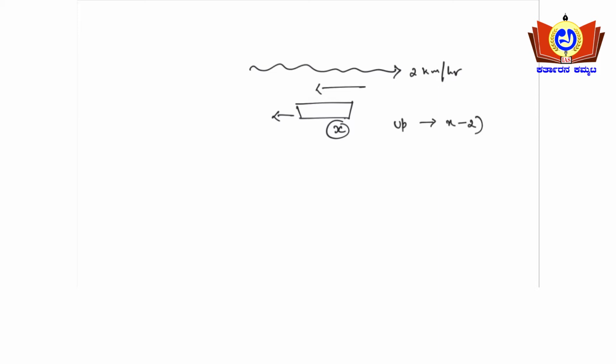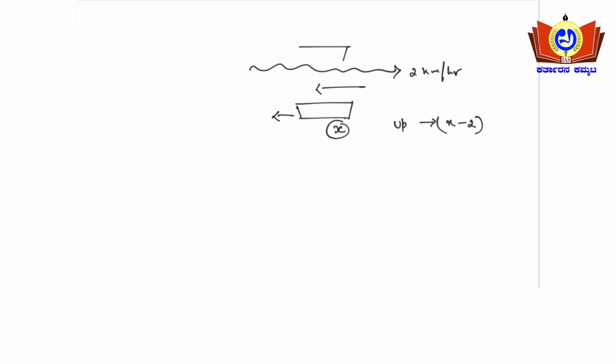So the stream is flowing in this direction, and the speed of the stream is 2 kilometers per hour. A man goes upstream, that is opposite to the direction of the stream, rowing a boat obviously. That speed we need to find out. In still water, if we consider the speed of the man to be x kilometers per hour, then in upstream the speed is x minus 2.